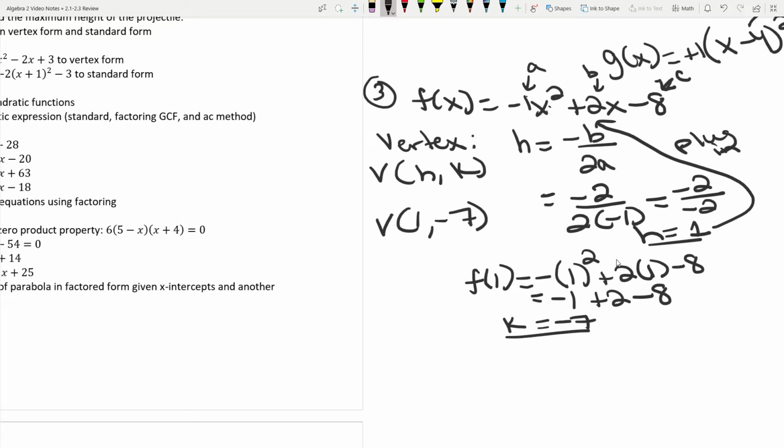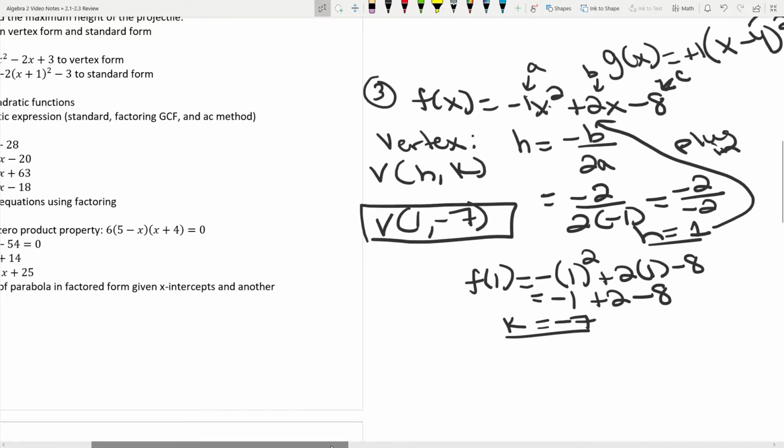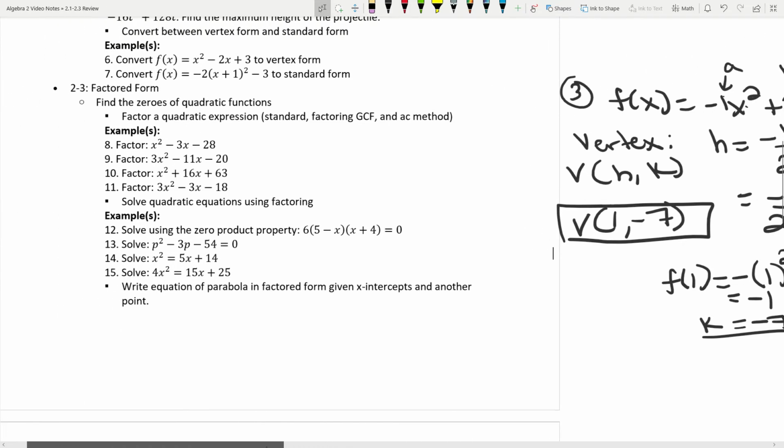So this is my vertex. So you plug that back in. So the vertex is (1, negative 7). All right, so that's how you find the vertex.